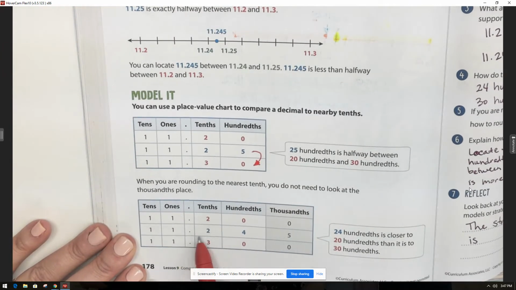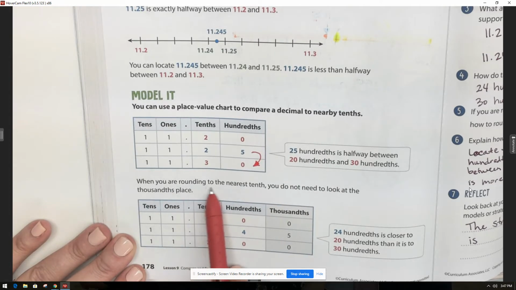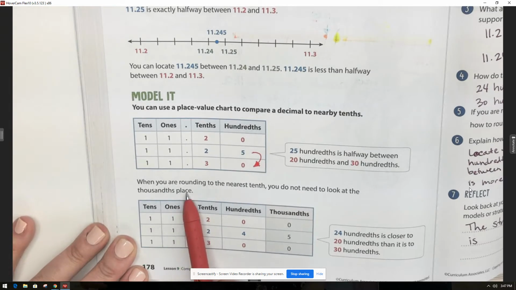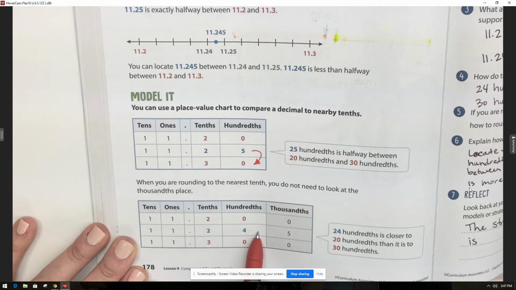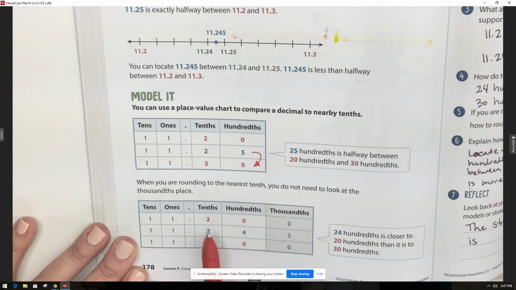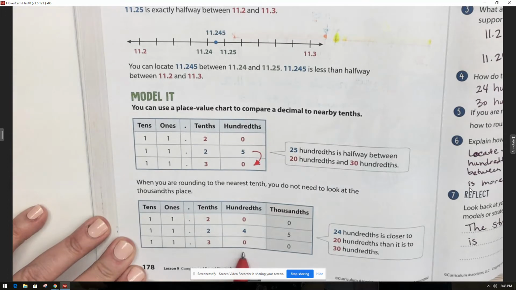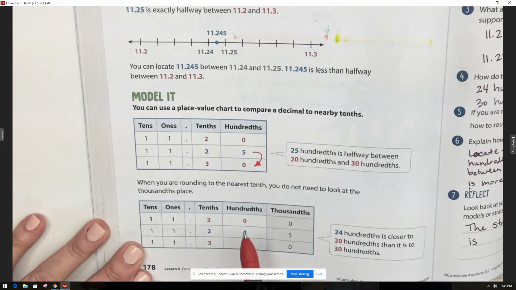So now we're going to come down here to the 11 and 245 thousandths. When you're rounding to the nearest tenth, you do not need to look at the thousandths place. Since we're rounding to the nearest tenth, we always look at the place value to the right of what we're rounding to. So if we are trying to find the nearest tenth, we look at the hundredths place. The only time we would go to the thousandth would be if all of our hundredths were equal.